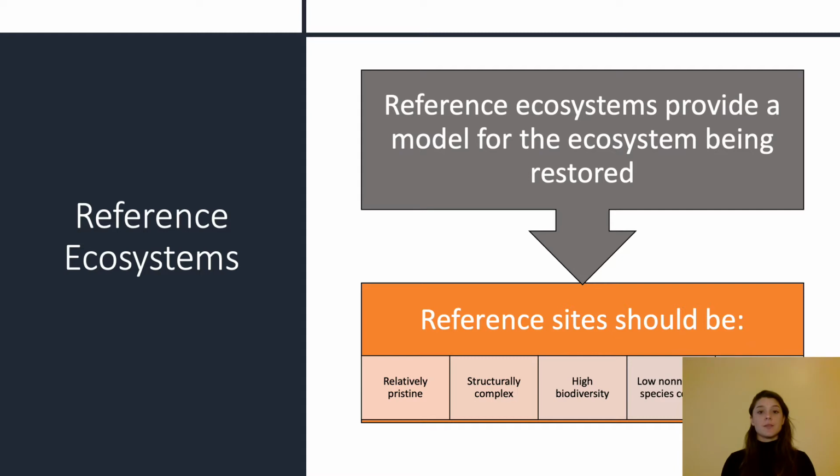Additionally, reference ecosystems should be structurally complex, have high biodiversity, have high native species cover and low non-native species cover, and be floristically and structurally similar to other reference ecosystems in the region. Due to the variation in natural ecosystems, it's important to define reference conditions from multiple reference sites.